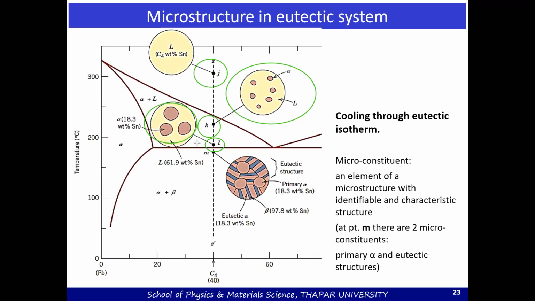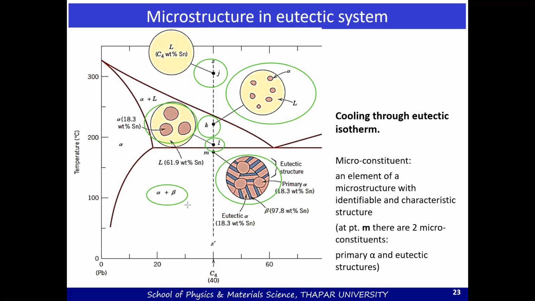If I continue to cool along the dotted line from point L to point M, you end up with a microstructure which looks like this. What happens from point L to point M? The leftover liquid will get converted into alpha plus beta phase. Now, this alpha plus beta phase has its composition, which is the eutectic composition, and hence it forms the laminar structure.